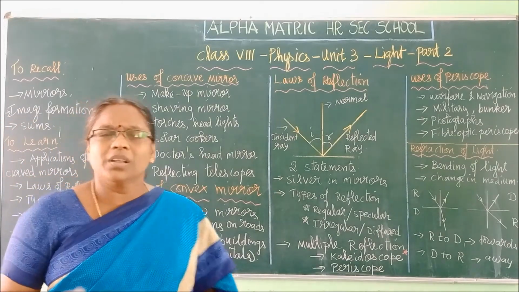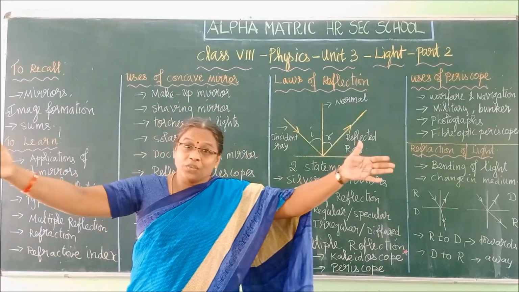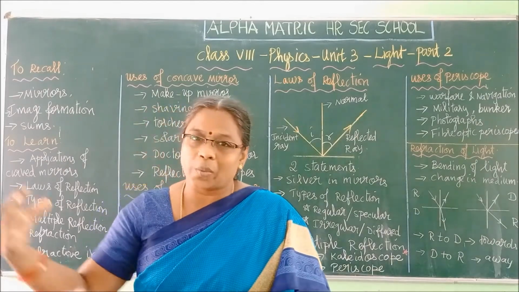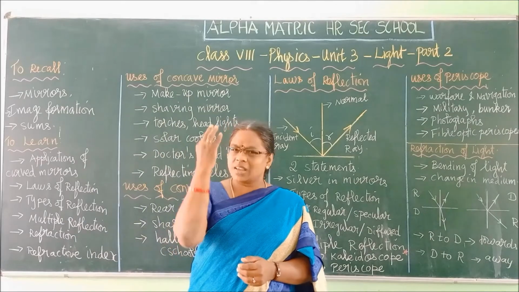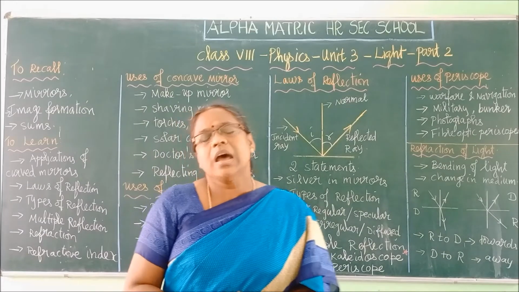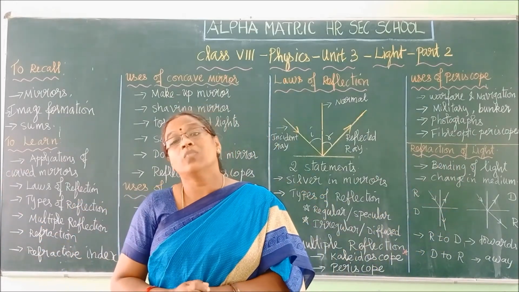Convex mirror, what mirror is that? Diverging mirror. It will give you a wider view. I told you where we use this. It is used in rear view mirrors, vehicle side mirrors, right? It will give you a diminished image, that is a small image of the approaching vehicles, and also a wider view of the road. That's why we use convex mirror.